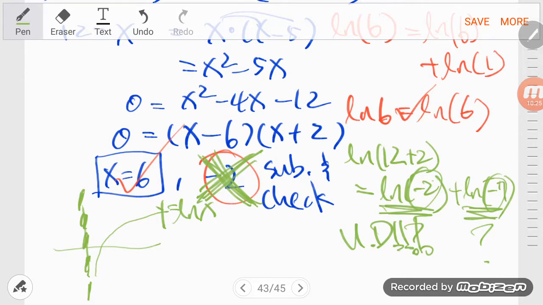So if you had put down -2, make sure you cross it out, so that the points won't be taken off. Okay?